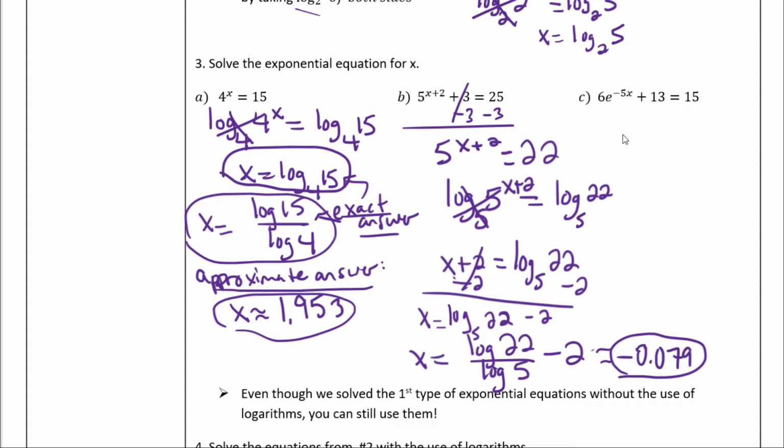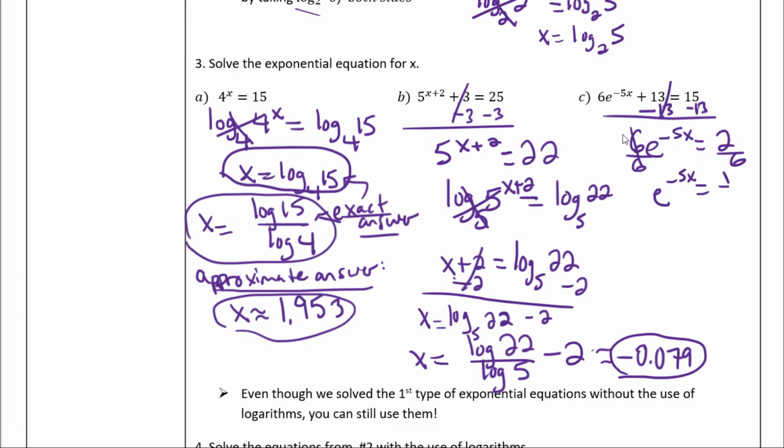All right, so now let's do this one. So again, we got to get rid of the 13, so we're going to subtract that on both sides. So now we got 6e to the negative 5x equals 2. We got to get rid of that 6, because remember, our goal is to solve for x. But before we can get rid of the e and all that, we need to get rid of the 6. This reduces to 1/3, just a fraction.